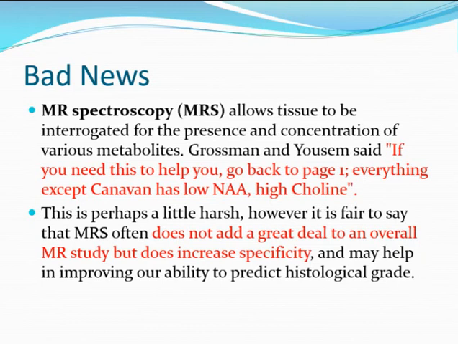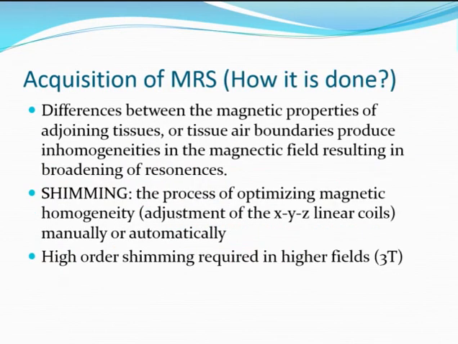Although this is a little harsh, it's fair to say that MR spectroscopy does not add a great deal to an overall MR study, but does increase specificity and may help improve our ability to predict histological grade. So, it does not add anything to the diagnosis, it does not add anything to the detection. However, it increases the specificity a little bit because everything increases choline and decreases NAA. This is N-acetyl aspartate.